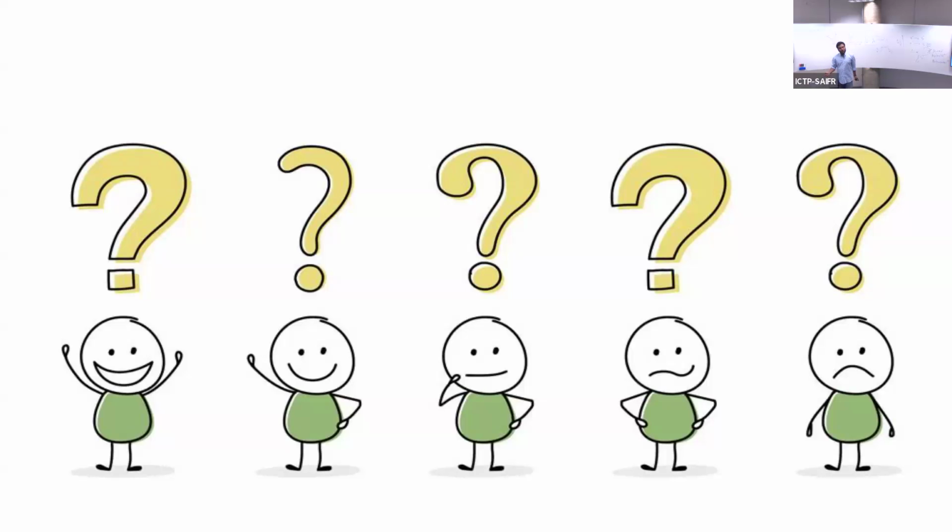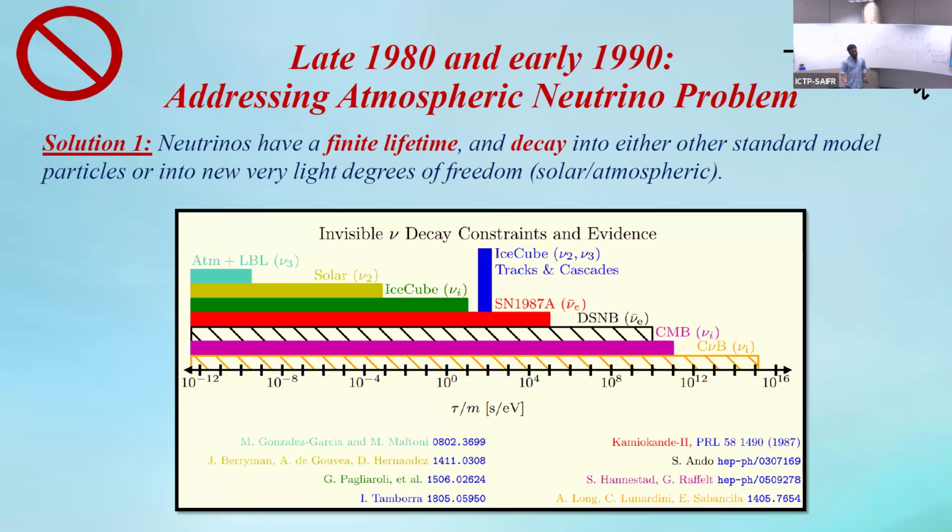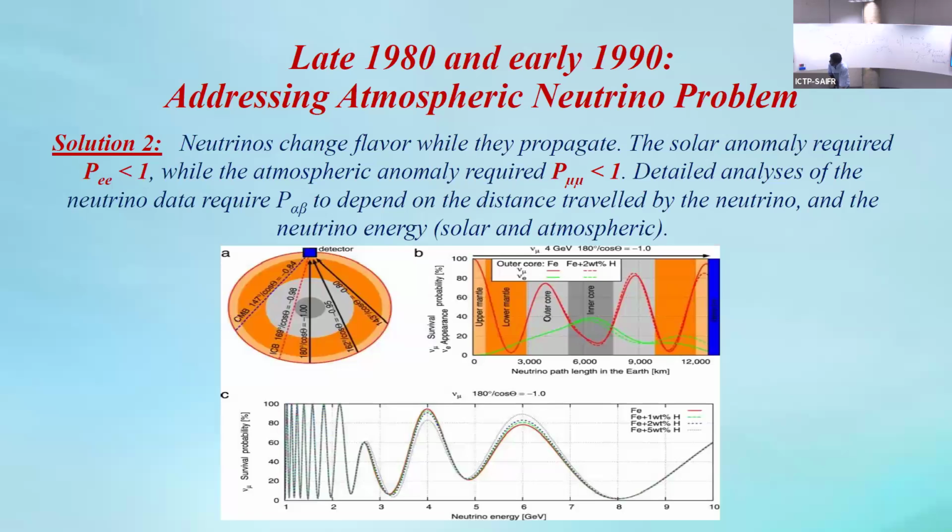Then this atmospheric neutrino anomaly appears, and how to address it? During the same time, people were making similar hypotheses, that the neutrinos coming in from the downgoing muon may be decaying. Due to this finite lifetime, it can explain these upgoing and downgoing events, because there you are traveling a very short distance and you cannot decay.